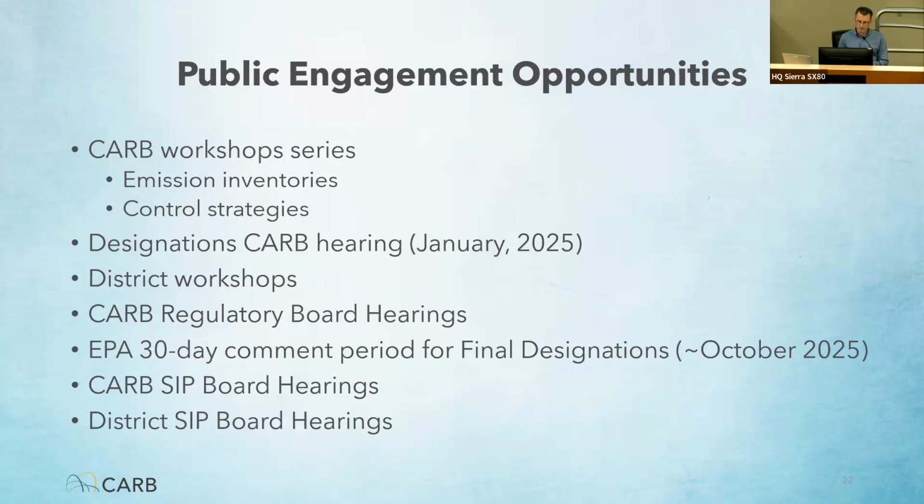And then bringing it back to this specific set of designations for this standard, in October of next year, there will be a 30-day public comment period for designations. Again, the timing's not exact. It really depends on when EPA releases their 120-day notice. But that'll be another opportunity about this standard specifically for engagement. And lastly, the board hearings that occur around the SIPs themselves, although those are late in the process again, those are opportunities for more engagement.